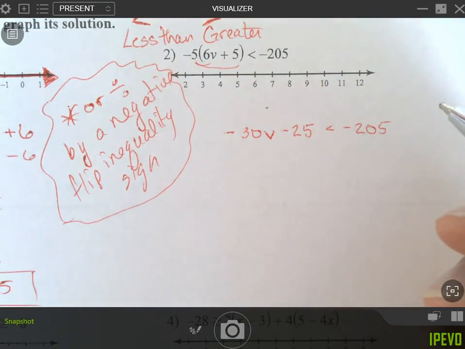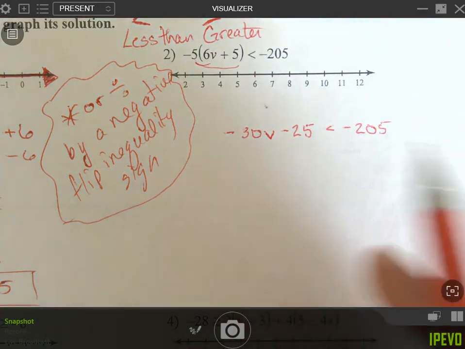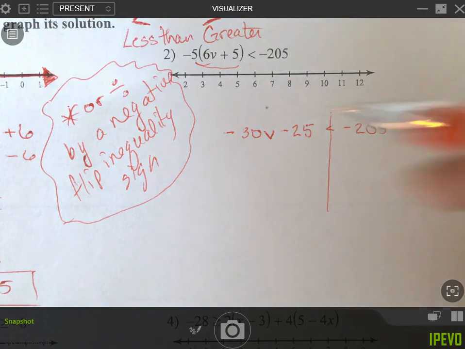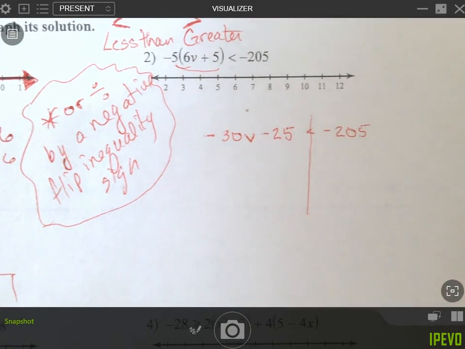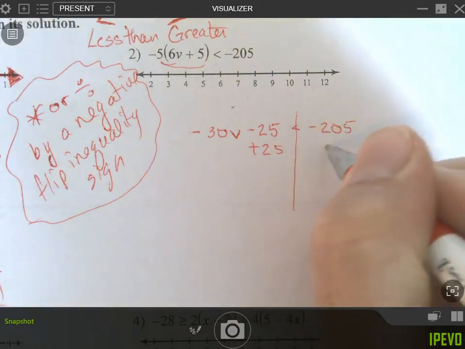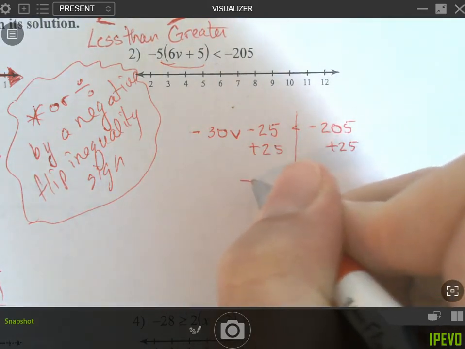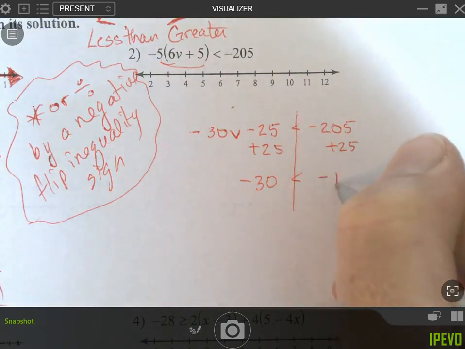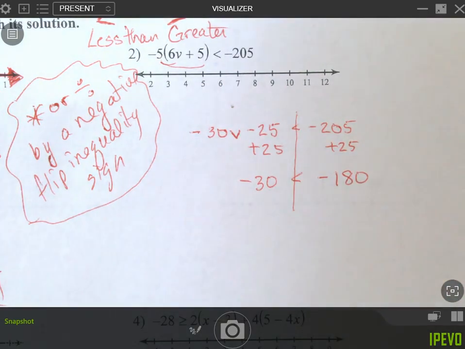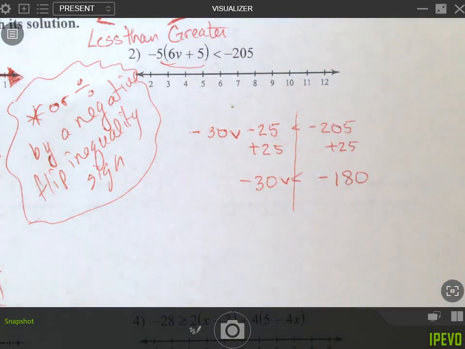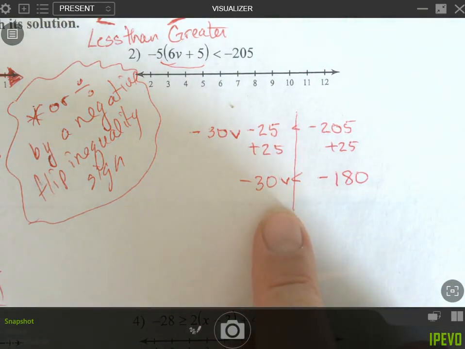All right, once we get it cleaned up and there's nothing else that are like terms, we're going to go ahead and draw that line if it helps you. I'm trying to get v by itself, so what do you want to get rid of first? So add 25, okay. So I've got negative 30 is less than negative 205 plus 25. So I'm thinking it should be negative 180. Anybody agree with that? Oh, what'd I lose? I lost my v. Did you have the v there? Because I lost it.